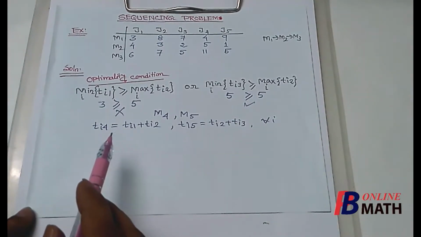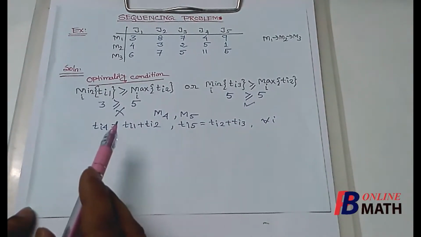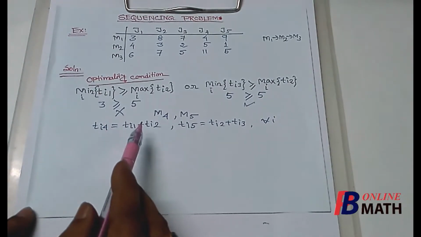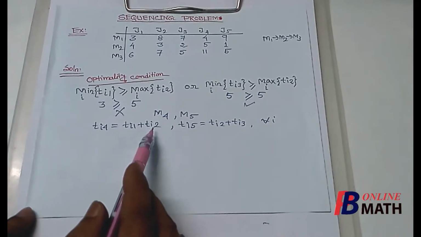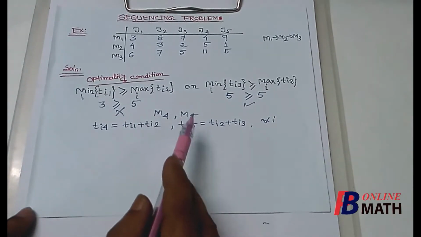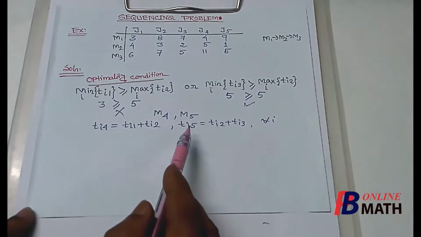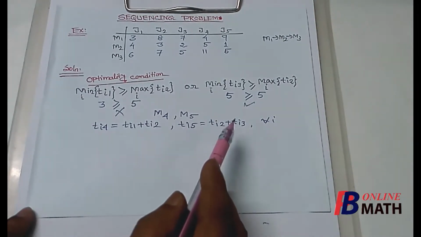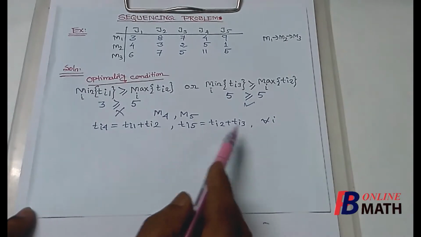That means the processing time for the fourth machine is equal to the processing time for the first machine plus the processing time for the second machine. And for machine 5, the processing time will be the processing time for the second machine plus the processing time for the third machine.